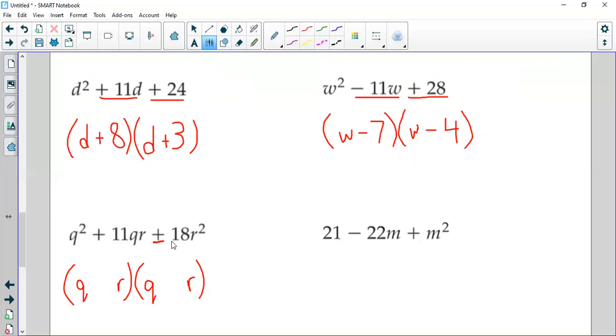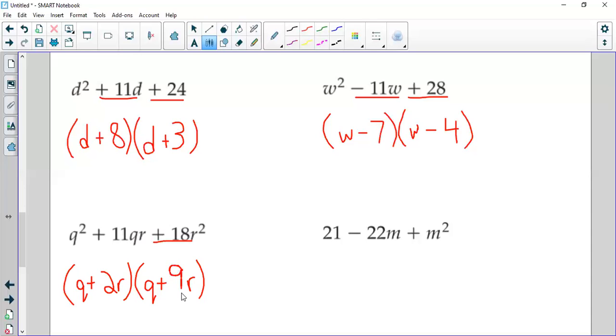So this is positive. So as I multiply to make 18, I'm going to add to make 11. And I need two numbers that are both positive. So both my parentheses get a plus and a plus. And factors of 18 that add to make 11, well, let's see, 3 times 6 is 18, but 3 plus 6 is only 9. 2 times 9 is 18, and 2 plus 9 is 11. So this will be a 2r, and this will be a 9r.